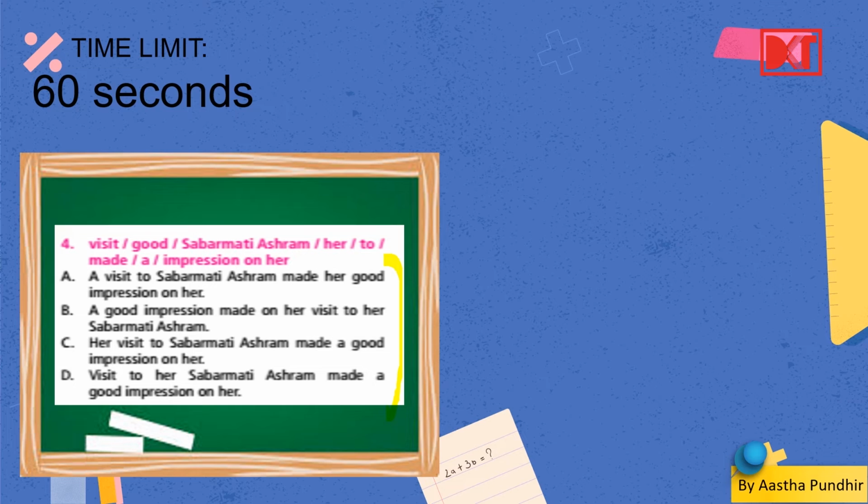Like here: a visit to Sabarmati ashram made her good impression on her. Okay. A good impression made on her visit to her Sabarmati ashram. Incorrect. Her visit to Sabarmati ashram made a good impression on her. Visit to her Sabarmati ashram made a good impression on her. Correct answer is C. Her visit to Sabarmati ashram made a good impression on her.